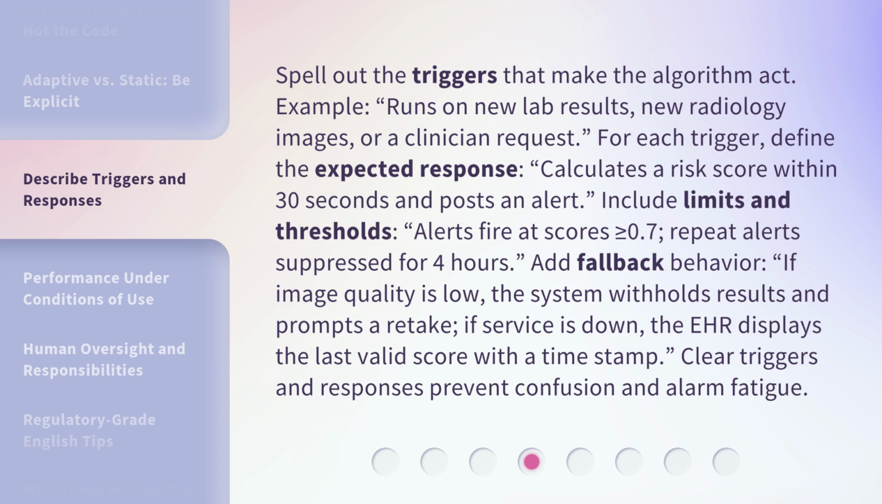Spell out the triggers that make the algorithm act. Example: runs on new lab results, new radiology images, or a clinician request. For each trigger, define the expected response. Calculates a risk score within 30 seconds and posts an alert. Include limits and thresholds. Alerts fire at scores greater than or equal to 0.7. Repeat alerts suppressed for 4 hours.